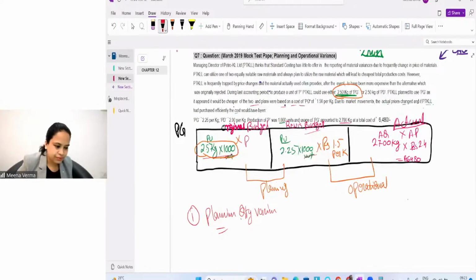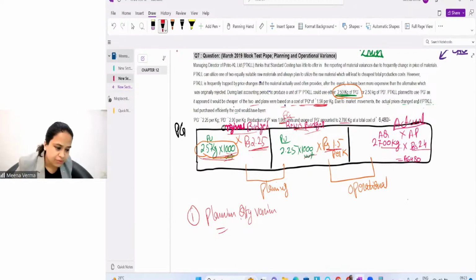2.5. Right? So 2.5 kg is required for 1 unit. We are producing 1000 units of final good. So for 1000 final goods, how much input of raw material is required, and at what price can you buy it? The original budget was for this. And then because of price fluctuation, maybe there is a need to revise the budget. So from 2.25, 0.15 will be the revised budget. And then we will see the actual quantity is this, the actual price is this.